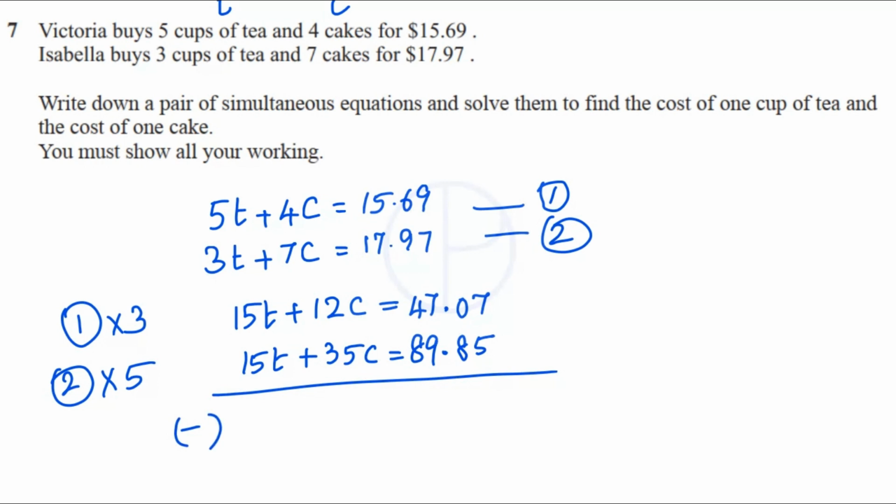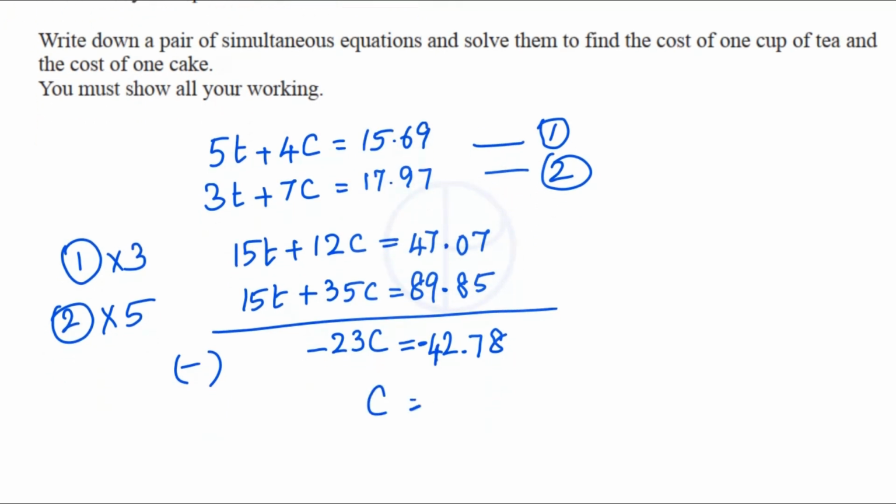Now subtract. 15t minus 15t gets cancelled. Next 12c minus 35c is minus 23c equal to minus 42.78. So what is c? c is negative 42.78 divided by 23, which is equal to 1.86.